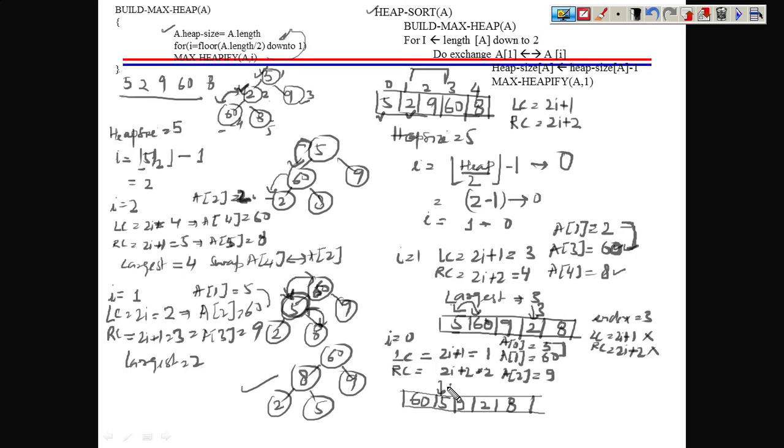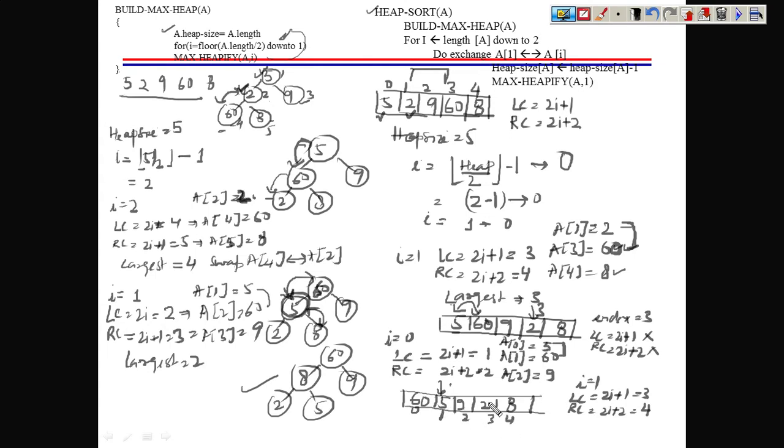So when you are at index 1, again the Heapify will be called. When you call the Heapify, you have to find out the left and right child of this index. When i equals 1, the left child will be 2i plus 1, that is index 3, and the right child will be 2i plus 2, that is index 4. So you can see here this is 0, 1, 2, 3, 4.